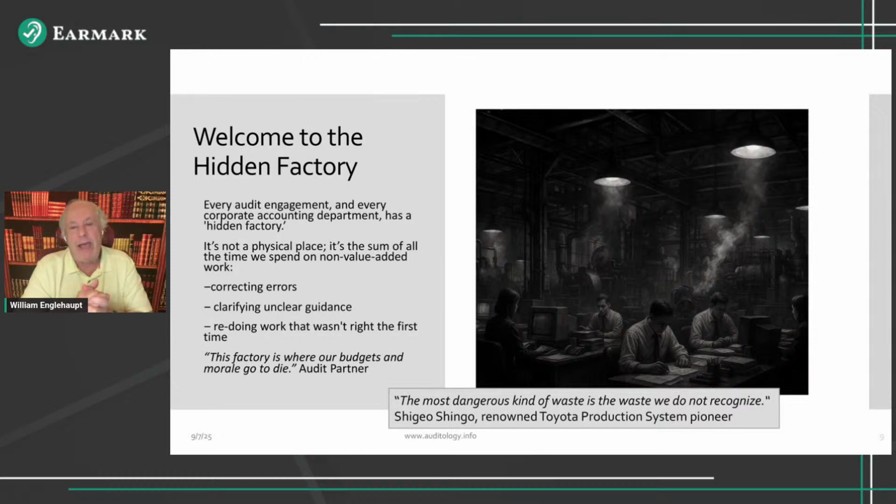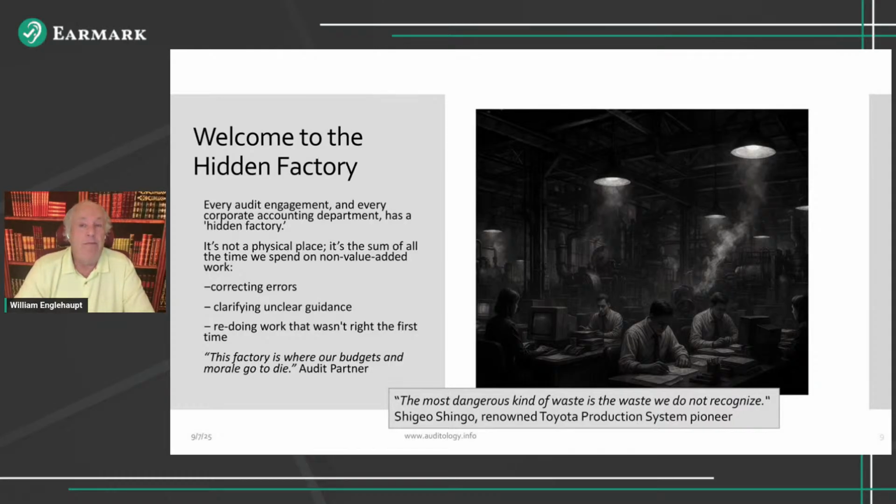So welcome to the hidden factory, right? You won't need a bump cap, you won't need your yellow vest. But what do we mean by the hidden factory? It's kind of our visual representation here of what constitutes all of the work that's not planned, not scheduled. It's the rework. It's correcting errors.